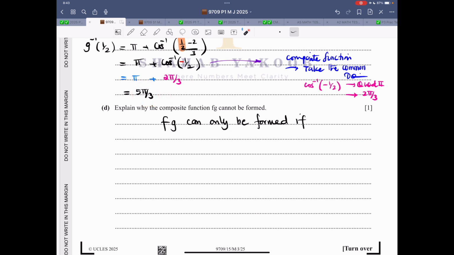Now another 1 mark question, which is very important. Explain why the composite fg cannot be formed. Now what is the rule? The rule is, if a composite function is to be formed, whatever comes out of g, that is the range, should be a subset of the domain of f. So let me write it over here. Let me use a blue marker. Range of g, and this is domain of f. So range of g should be a subset of domain of f.